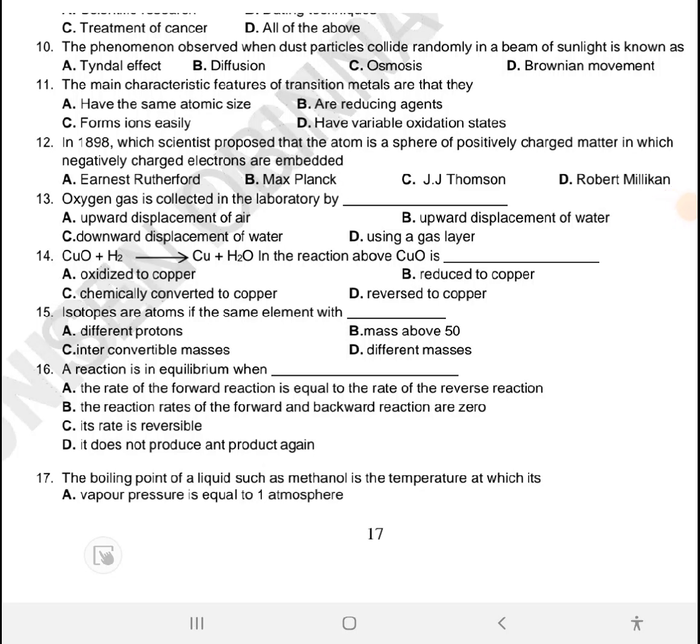Alright, welcome back to the second series on UNICAL post-UTME chemistry questions answered and explained. Number 11, we stopped at number 10 in the last video. The main characteristic feature of transition metals is that they have variable oxidation state. Transition metals have variable oxidation state.